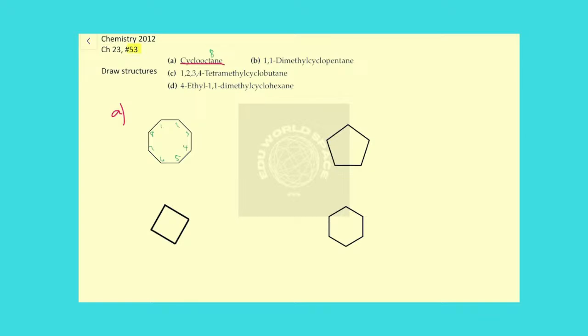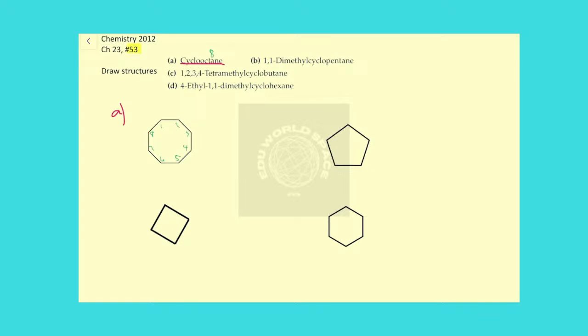Moving on to part C here. We got 1, 2, 3, 4 tetramethyl cyclobutane. Cyclo means you have a ring, and butane means you have 4 carbons in your ring. So it's kind of like a square, right? First you draw that square or diamond, whatever you want to call it, which we have here. And we have 1, 2, 3, 4 tetramethyl. That means we have 4 methyl groups, and they're on carbons 1, 2, 3, and 4. So each carbon here is going to have a methyl.